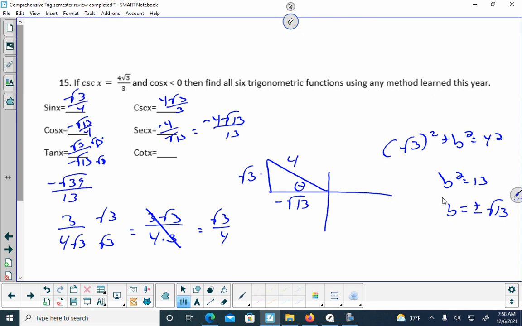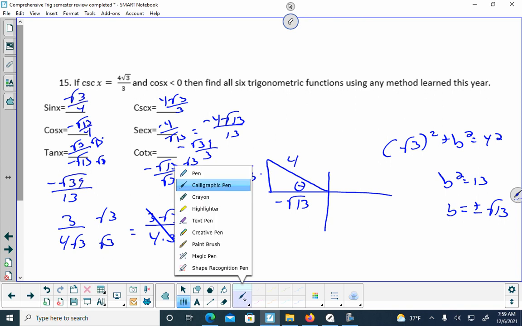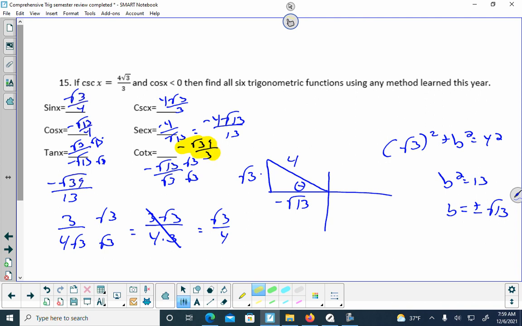Then the cotangent is going to be the reciprocal of that. So I did negative square root of 13 over the square root of 3, rationalized by multiplying by the square root of 3. And I am going to get a negative square root of 39 over 3. Boy, that's really messy, and I really apologize. So let's just highlight those answers. So here, here.